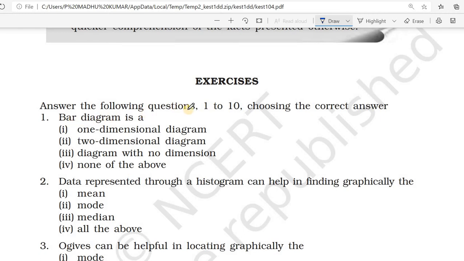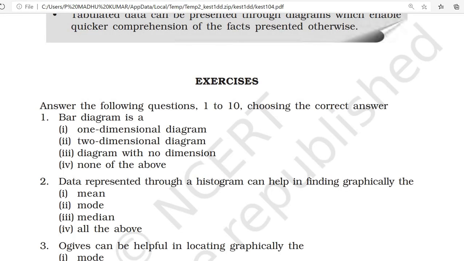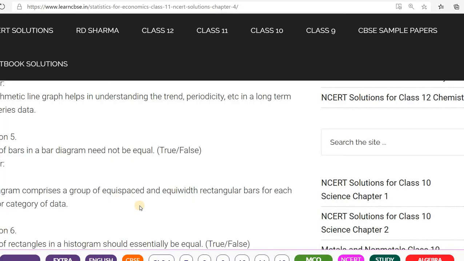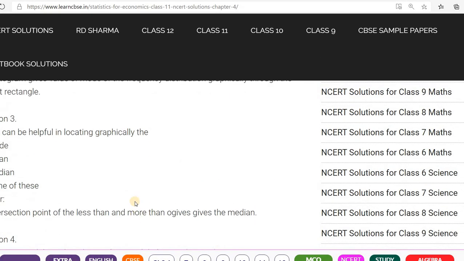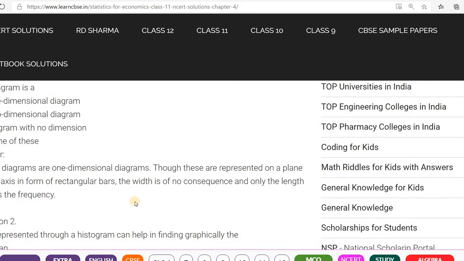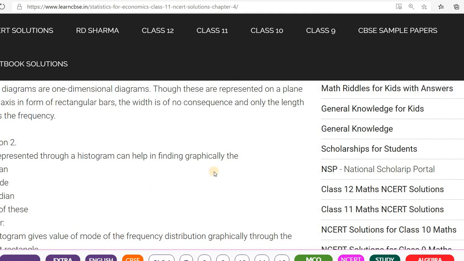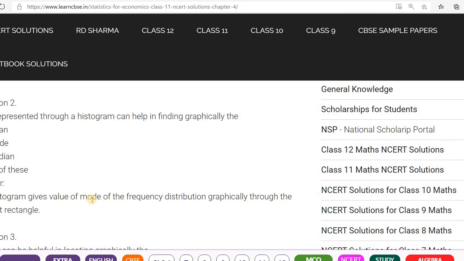Then first question is, bar diagram is a one-dimensional diagram. We studied about bar diagram. It is a one-dimensional diagram. Then we know bar diagram comprises of a group. We studied one-dimensional diagrams, though these are represented on a plane of two axes in the form of rectangles. Data represented through a histogram can help in finding graphically mean, median, mode, all of the above. Then answer, histogram, we know it gives the value of the mode of the frequency.